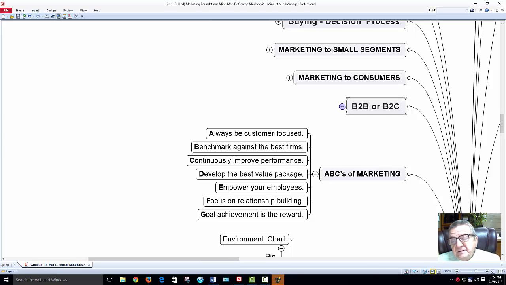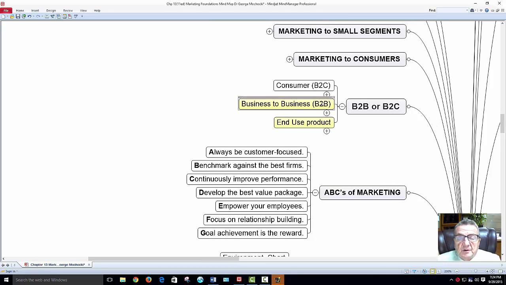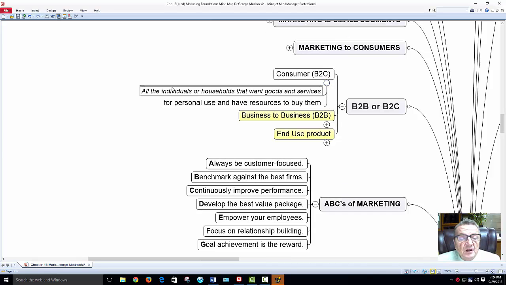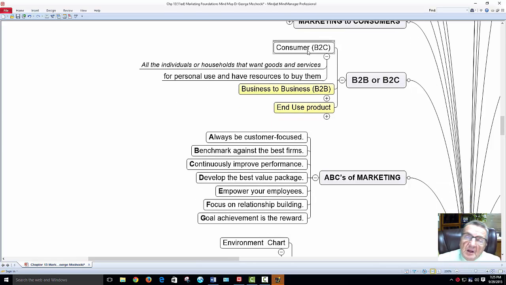Okay, business to business or business to consumer. Business to consumer, real easy. All individuals and households that want goods and services for personal use and have the resources to buy them. You're never going to see on a test consumer to consumer. eBay's consumer to consumer? No, eBay's not consumer to consumer. When you're selling a product, you take the role of a business person. And when I'm bidding on that, I take the role of a consumer. You see what I'm talking about? So there's no consumer to consumer. The minute I'm selling something, I take on the role or the attributes of what I would call the business functionality.